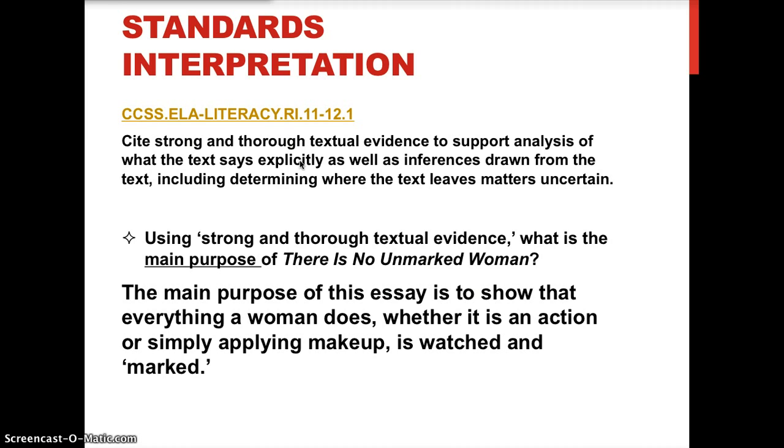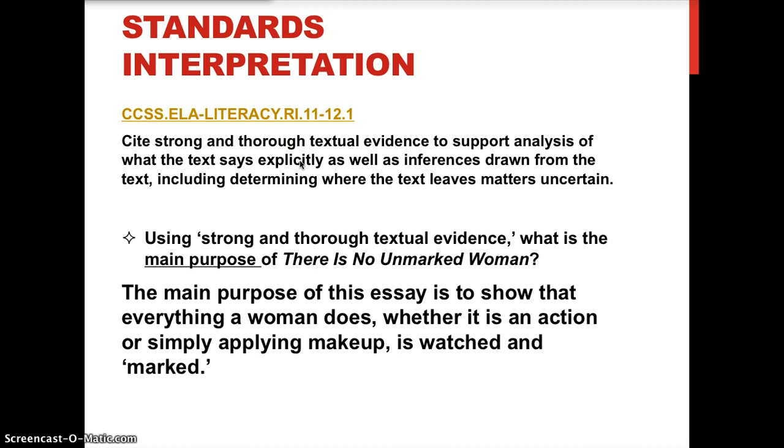So what I'm going to do now is further analyze specific standards from the chart I made, and interpret them by using some analytical thinking strategies that we've learned in class. So, for standard 11-12.1: cite strong and thorough textual evidence to support analysis of what the text says explicitly as well as inferences drawn from the text, including determining where the text leaves matters uncertain. So my question, using strong and thorough textual evidence: what is the main purpose of There's No Unmarked Woman?